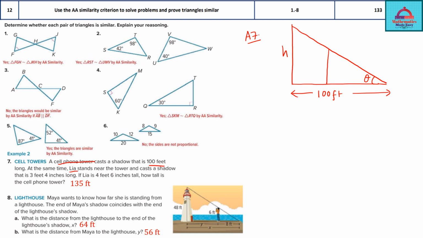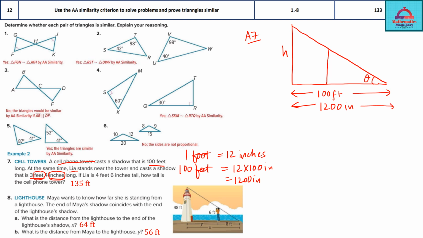Leah stands near the tower and casts a shadow of 3 feet 4 inches. Now look carefully. This is a question which requires basic algebra. You have two units, feet and inches, given. So you are going to convert them into one unit before you proceed. And the conversion factor that we are going to use is 1 foot is equal to 12 inches. So if I have to convert this 100 feet, how much will it be? So 100 feet in inches will be multiplied by 12. So that's going to be 1200 inches. So this length is the same as 1200 inches.